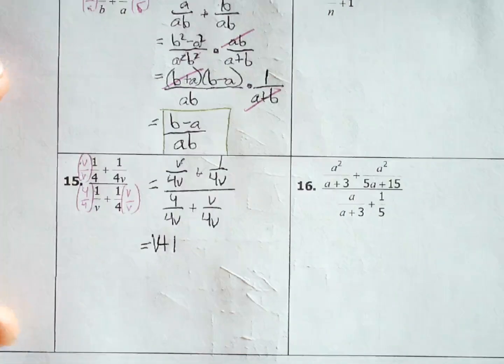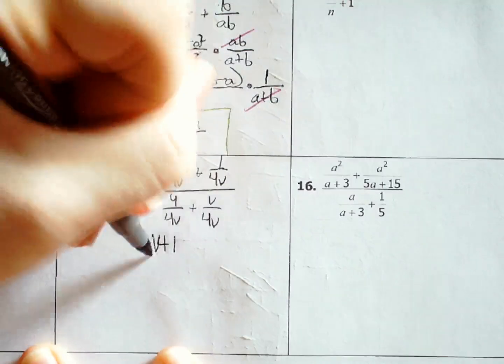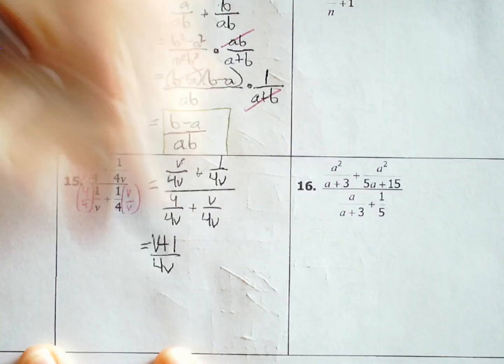That was a 4. Now it looks very much like a v plus 1. Way to go, Mr. Dufresne. V plus 1 over 4v.